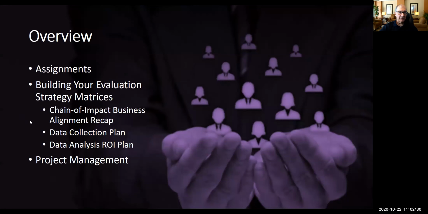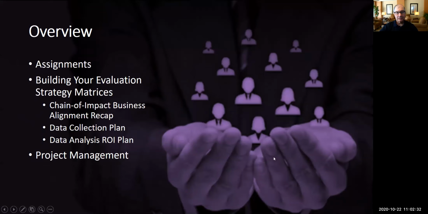All right, what's on the agenda for this week? Talk a little bit about our assignments as we typically do, and then we're going to talk about building your evaluation strategy matrices. Again, the series that we started last week with the chain of impact and business alignment. Now we'll do a little recap of that, flowing into the data collection plan and then the data analysis ROI plan. And then finally, I have a few words about project management.